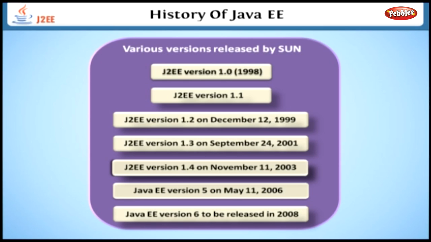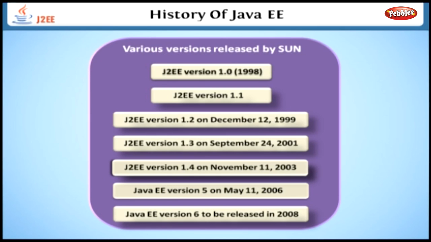J2EE version 1.1, J2EE version 1.2, December 12, 1999. J2EE version 1.3 on September 24, 2001. J2EE version 1.4 on November 11, 2003. Java EE version 5 on May 11, 2006. Java EE version 6 to be released in 2008.